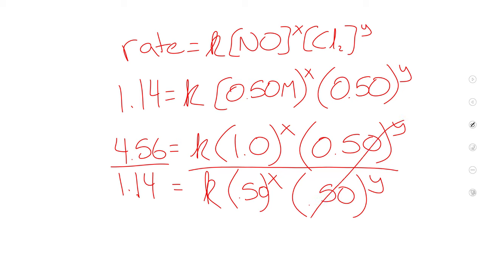0.5 to the Y cancels out completely. So it doesn't matter what Y is, because Y didn't change, so it's gone. What else cancels out? K. Again, we don't know what K is, but it doesn't matter because it didn't change. So then we wind up with, do this math, and we get, is it exactly 4? Yeah.